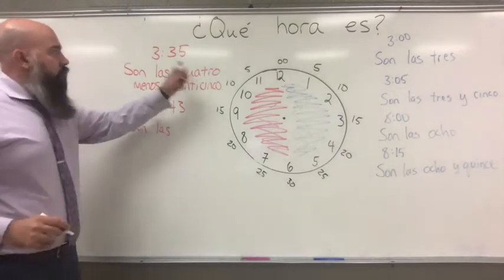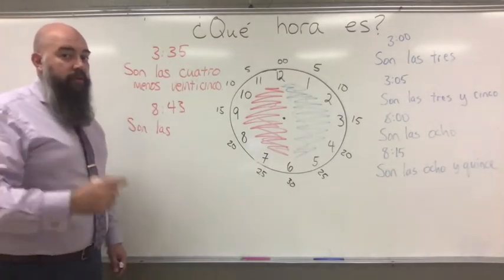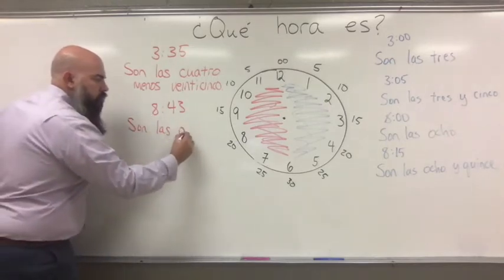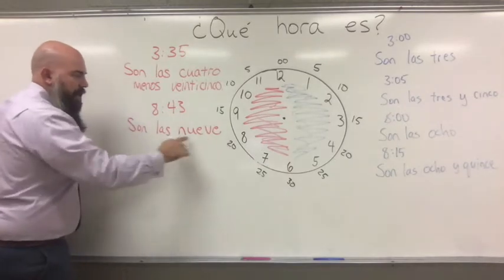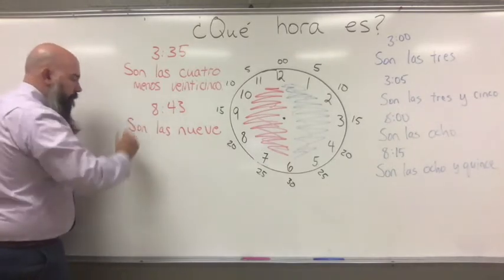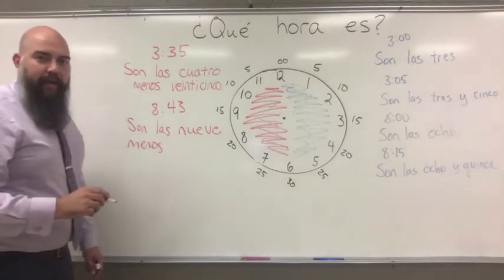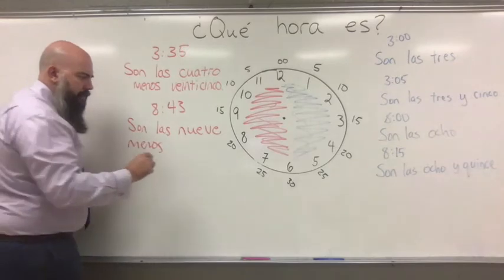Now we need to go, just like here, to the next hour up. Because remember, we're subtracting from that hour. So son las, what's the next hour? 9. Son las 9. We'll use our menos here. Menos. And did you already figure out that minute, that little subtraction problem?